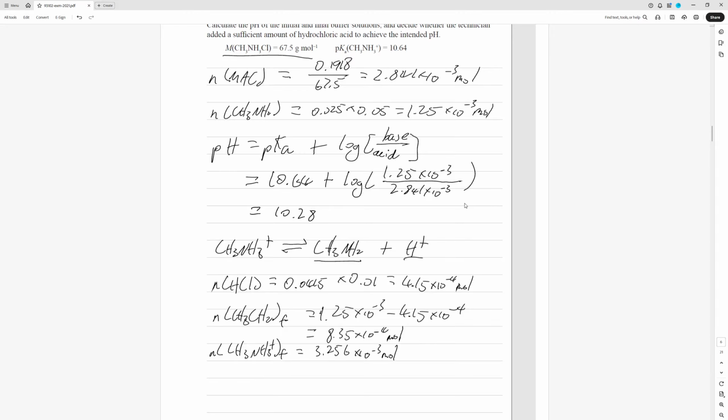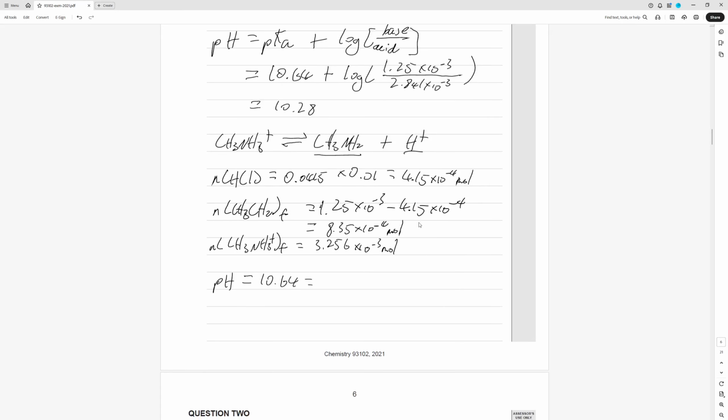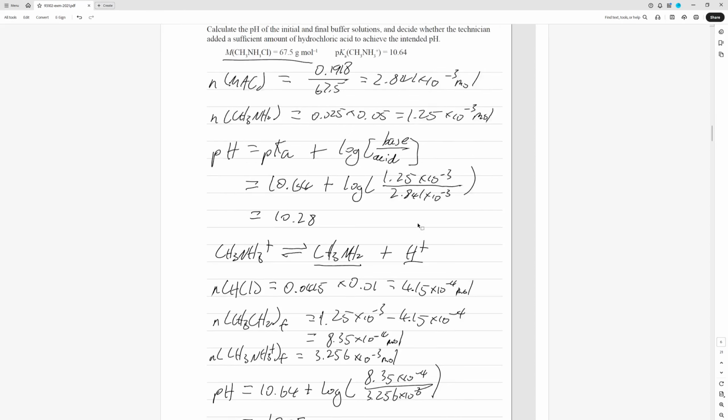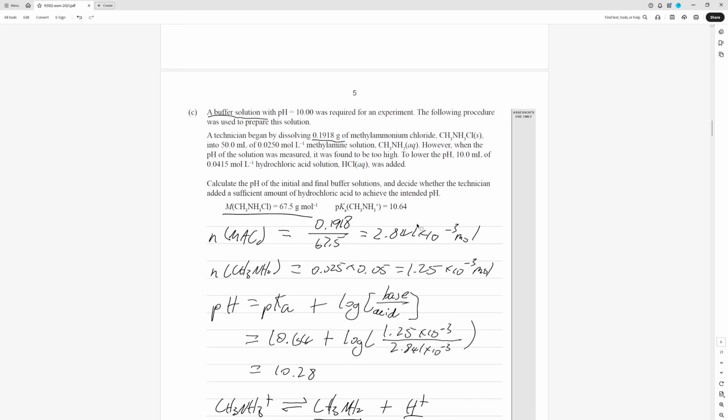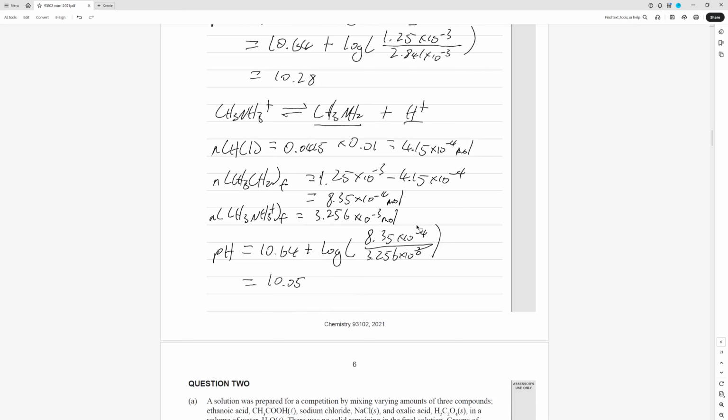Again, so we have our new concentrations of acid and base. Let's just use the Henderson-Hasselbalch again. pKa plus log base over acid, which gives us 10.05. And we can refer back to the question. The buffer solution is 10.00. So no, he didn't actually add enough HCl.